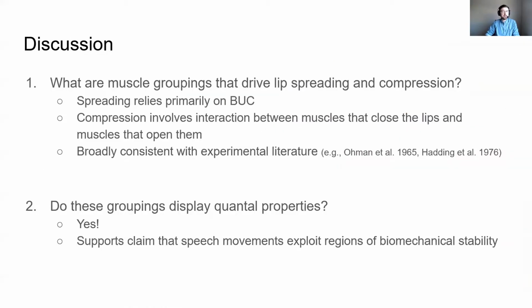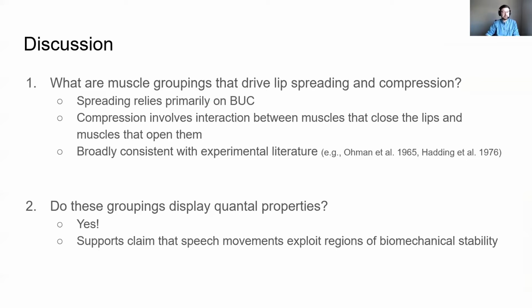So in conclusion, the muscle groupings that drive lip spreading rely primarily on the buccinator, whereas compression involves this interaction between muscles that close the lips and muscles that open them. And these results are broadly consistent with the experimental literature, although there are some differences that are interesting, but I don't have time to go into here.